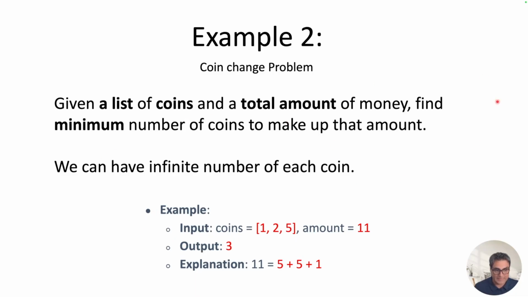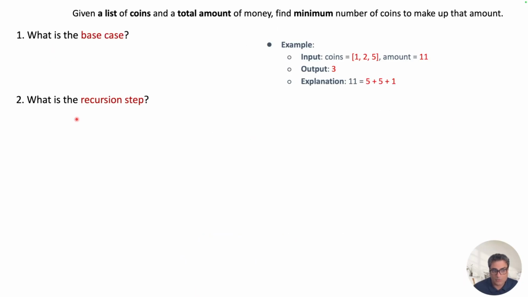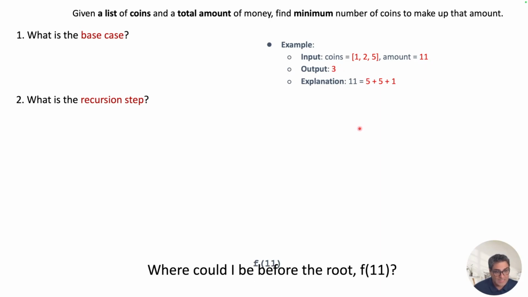How do we implement this? Again, you can pause the video, think about this, use our systematic approach, and come back. All right, we have to answer 2 questions. In this case, let's start from the recursion step. If I want to find the minimum number of coins to build up 11, let's show that with f of 11. F of 11 means the minimum number of coins that I need, assuming that these are my given coins. F of 11 represents the minimum number of coins that I would need to build up the value of 11. How can I break this into subproblems?